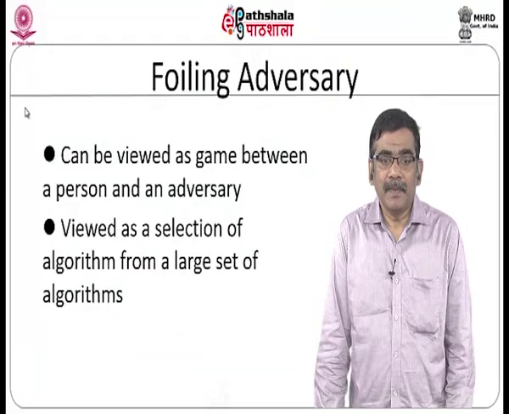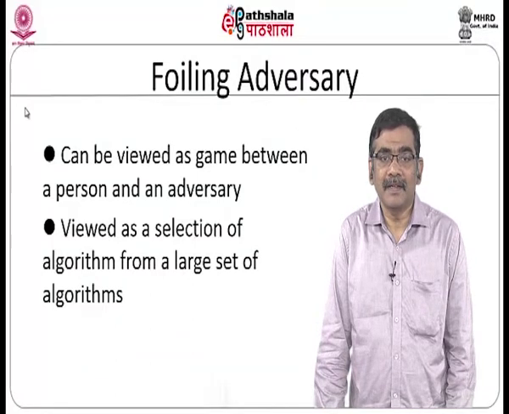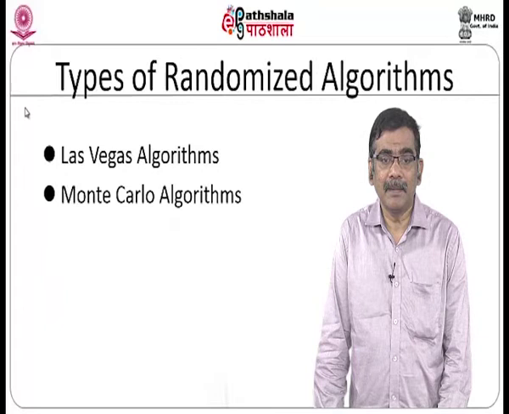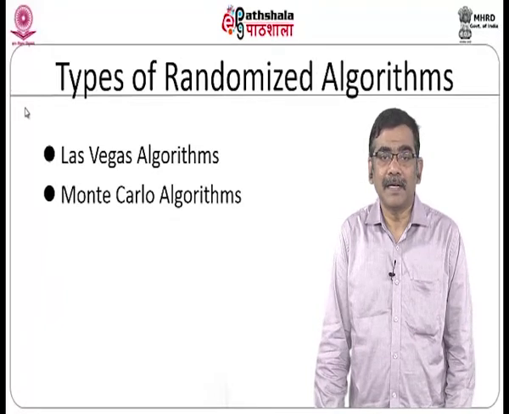The fourth design principle is called foiling the adversary, which can be viewed as a game between a person and an adversary. In other words, we can view this randomized algorithm as a selection of an algorithm from a large set of algorithms. We randomize the problem such that there are many algorithms A, B, C available, and then we select the best algorithm from the large set of algorithms. These are the design principles of randomized algorithms.